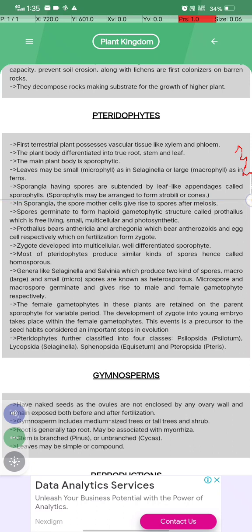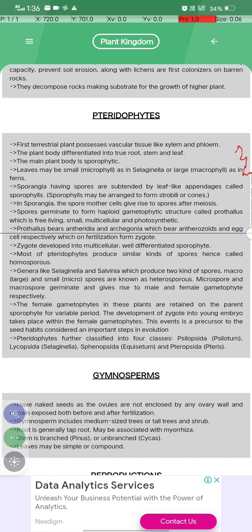Sporophylls may be arranged to form strobili or cones. In sporangia, the mother cell gives rise to spores after meiosis, and the spores germinate to form a haploid gametophyte, a structure called the prothallus, which is free living, small, multicellular, and photosynthetic.